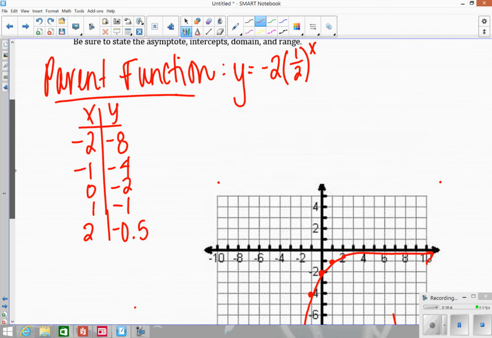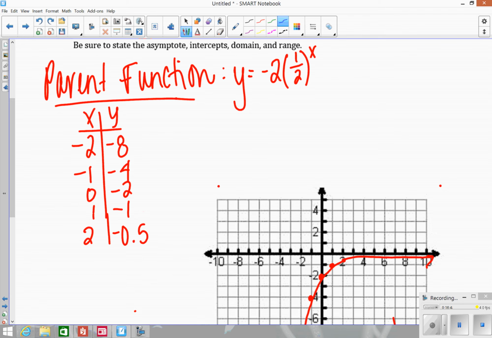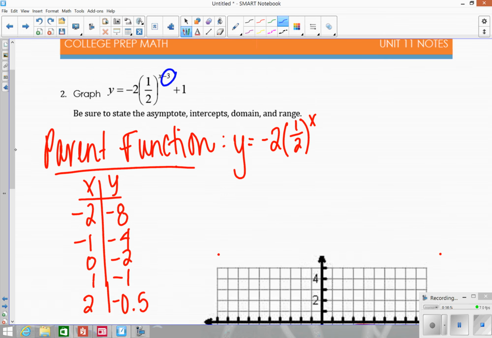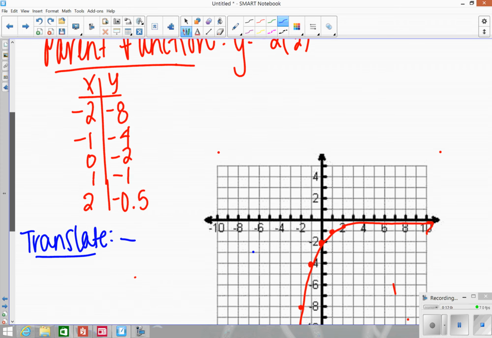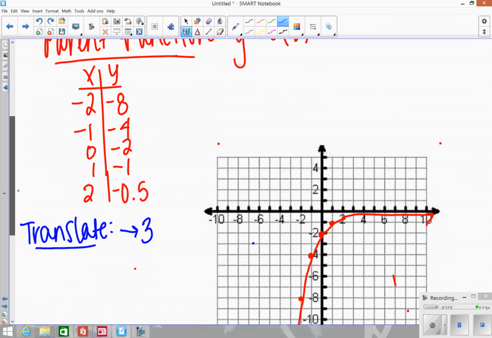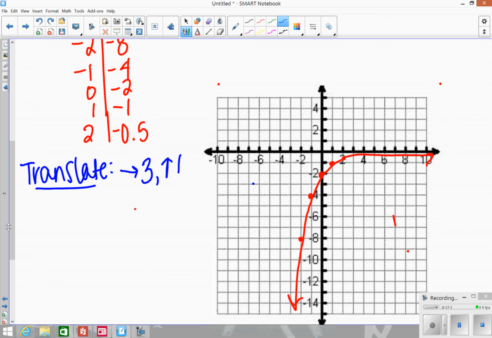So the next thing is to look at the translation. We're going to take each of the key points and move them. So we look at hypo. This is -3. That's going to be our horizontal. So negative really means you go to the right. And then the +1 tells me to go up 1 because that's the vertical outside. So you're going to take each of these points, go right 3, up 1.